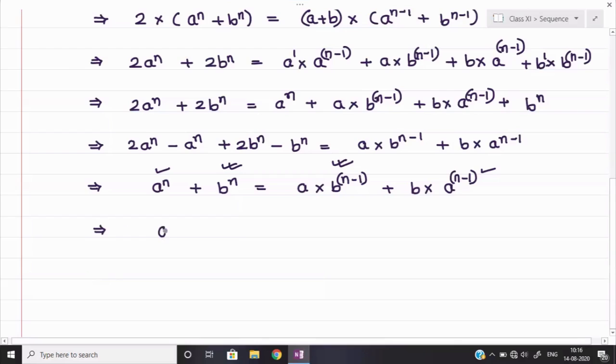So this will become a to the power n minus b into a to the power n minus 1, okay, is equal to b to the power n. I am sending that to the other side. So a into b to the power n minus 1 stays as it is, minus b to the power n will be sent onto that side.